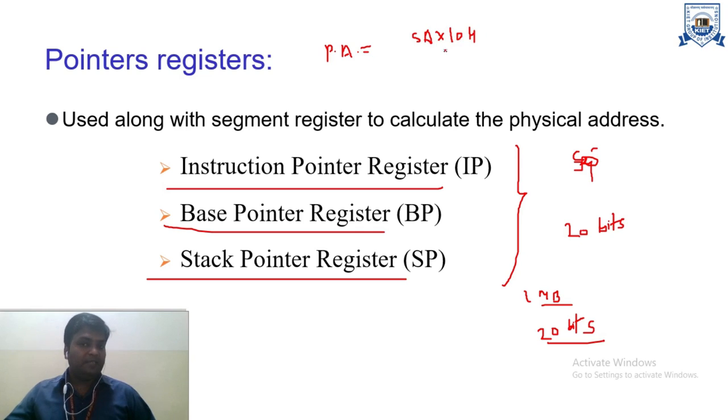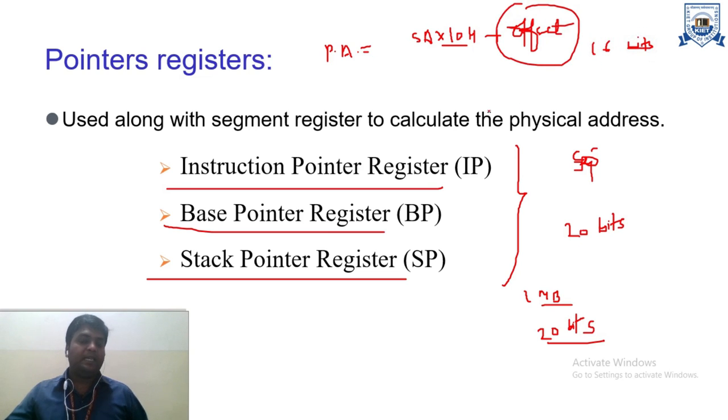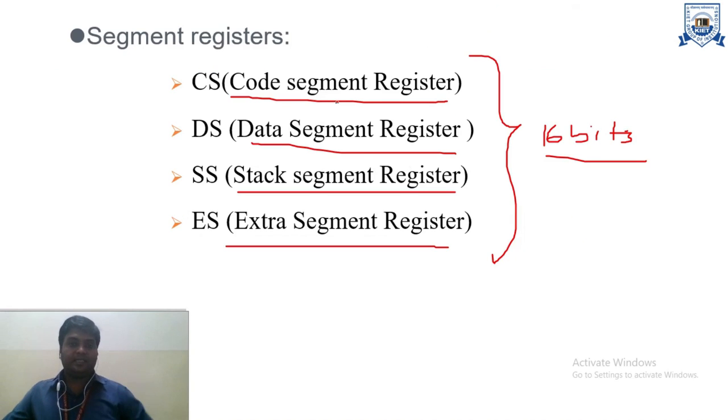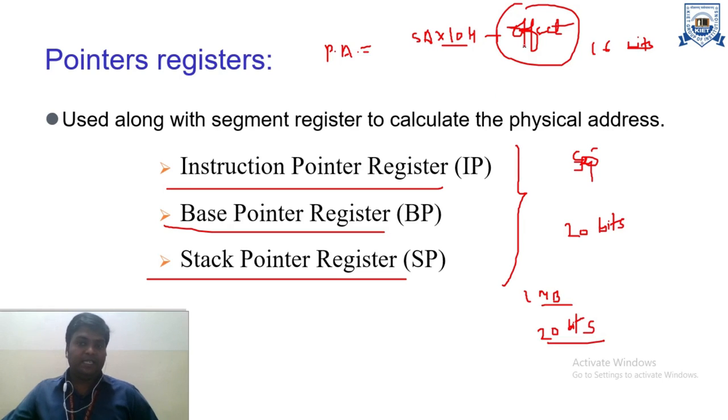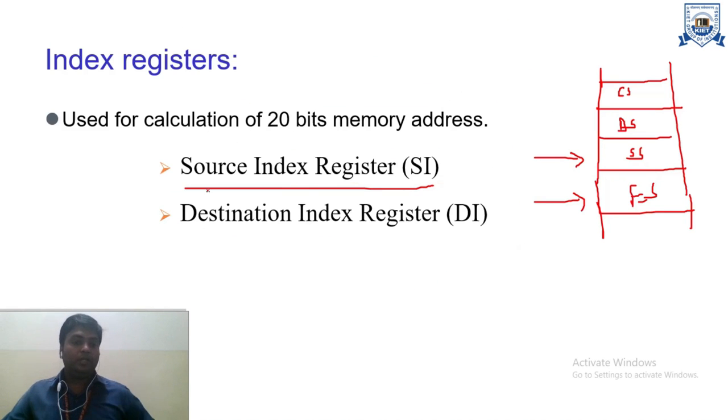We just multiply the segment address by 10h, that is in hexadecimal, and then we add the offset value. The size of the offset is 16 bits. So we multiply the segment register's content by 10h, and then we add this offset. What is the offset? The offset may be your instruction pointer, BP, SP, or your source index register, or your destination index register content. So these are basically your offset values.